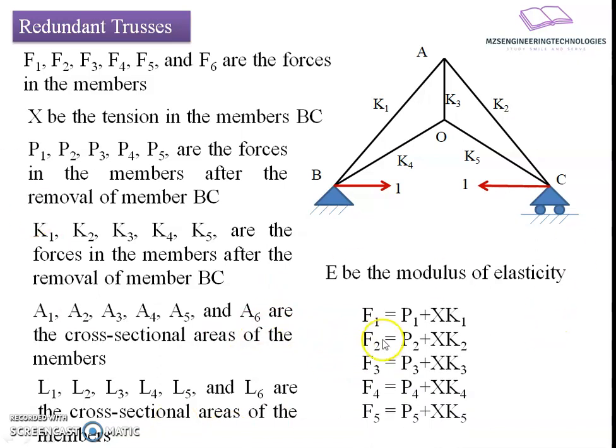Then the final force F1 equals P1 plus X times K1, meaning the addition of P forces, that is the statically admissible case, plus X into K1, the coefficient of the redundant force. These two additive effects will define the final force in the member. And similarly, we can go with reference to the ith joint and the ith member here.